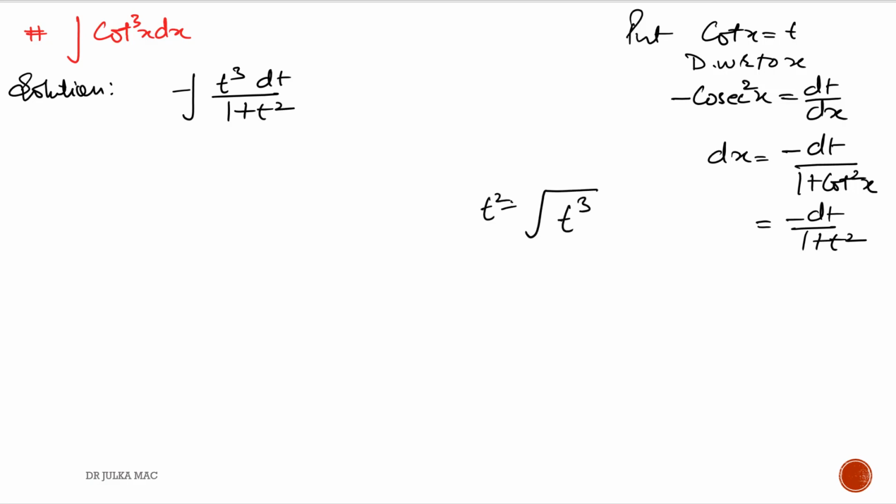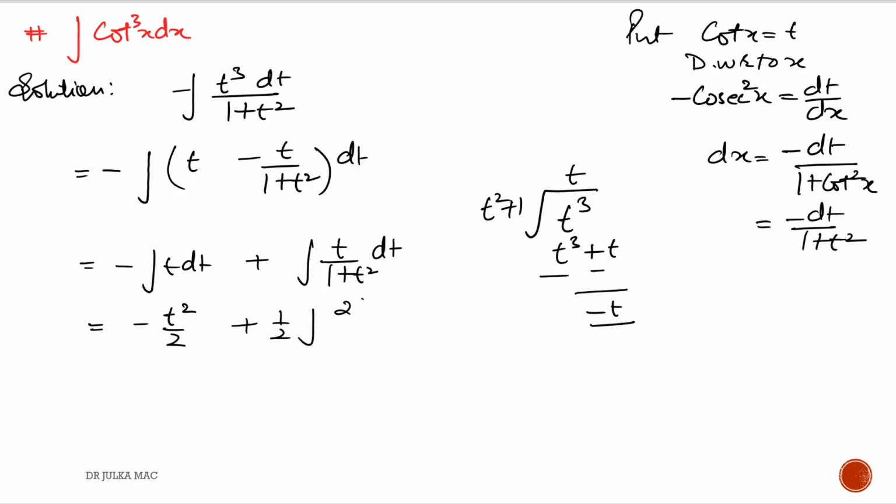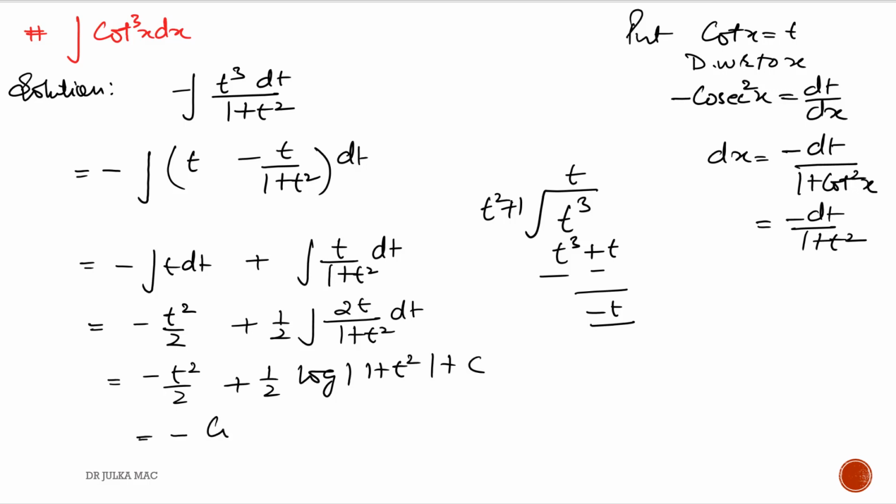Now the power of the numerator is greater than the power of the denominator, so divide this. After division we will get t minus t divided by 1 plus t square dt with a negative sign. Now if we separate, this is minus t dt plus t divided by 1 plus t square dt. The derivative of the denominator is 2t in the second part, so divide by 2 and multiply by 2. And the integration of the first part is t square by 2. So after simplification, we get minus t square by 2 plus 1 by 2 log mod 1 plus t square, because the derivative of the denominator is present in the numerator. Replace t by cot x. The answer is minus cot square x by 2 plus half log mod 1 plus cot square x plus c.